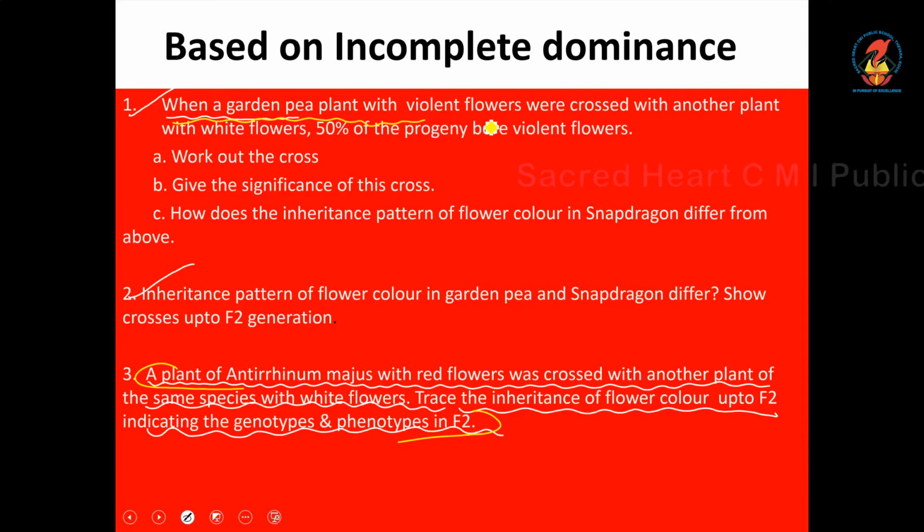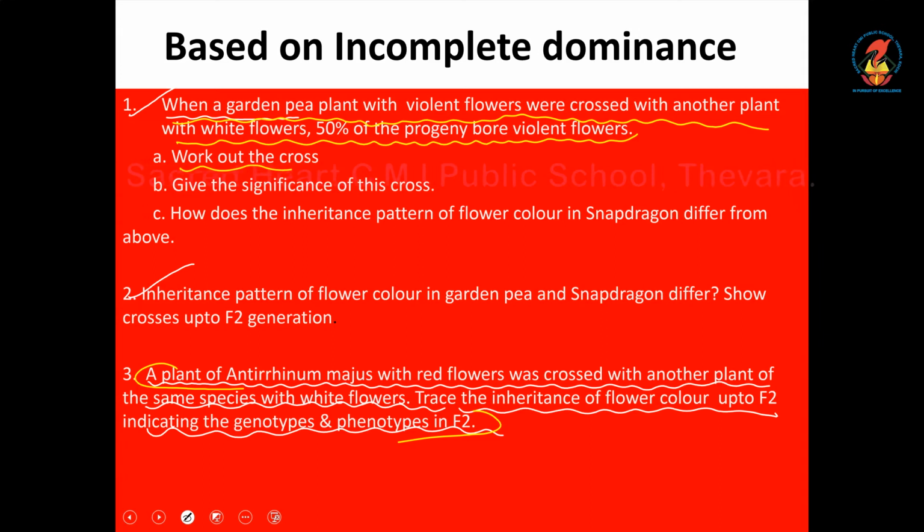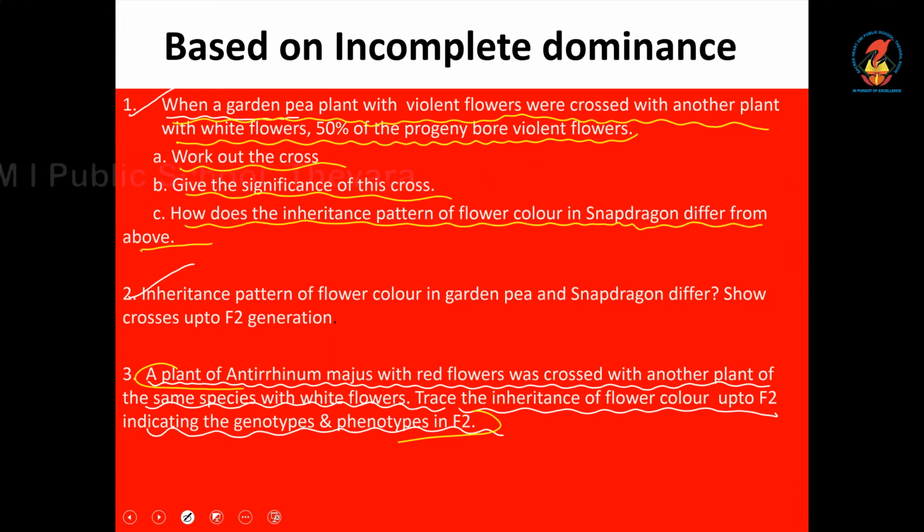When a garden pea plant with violet flowers was crossed with another plant with white flowers, 50% of the progeny bore violet flowers. Work out the cross. Give the significance of this cross. How does the inheritance pattern of this flower differ from Snapdragon? So actually when they told 50%, it gives you a clue, it is a test cross. Okay, violet was crossed with white, and here 50%, from that I gave you the clue.